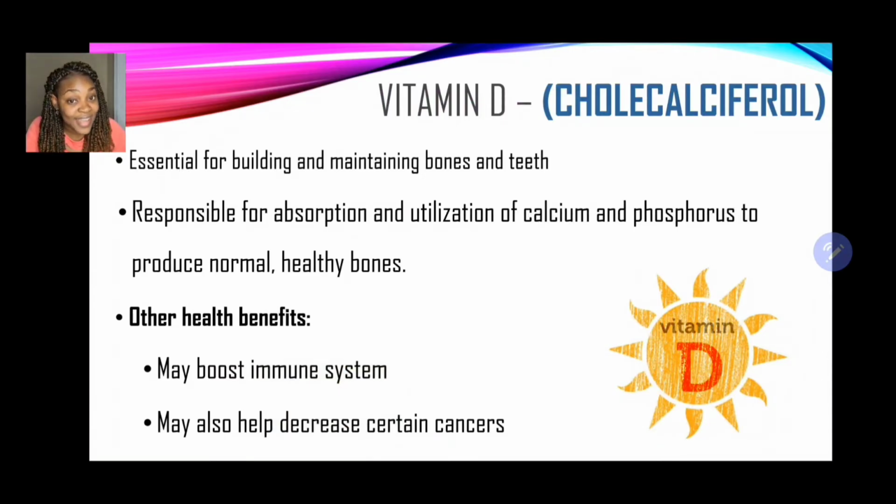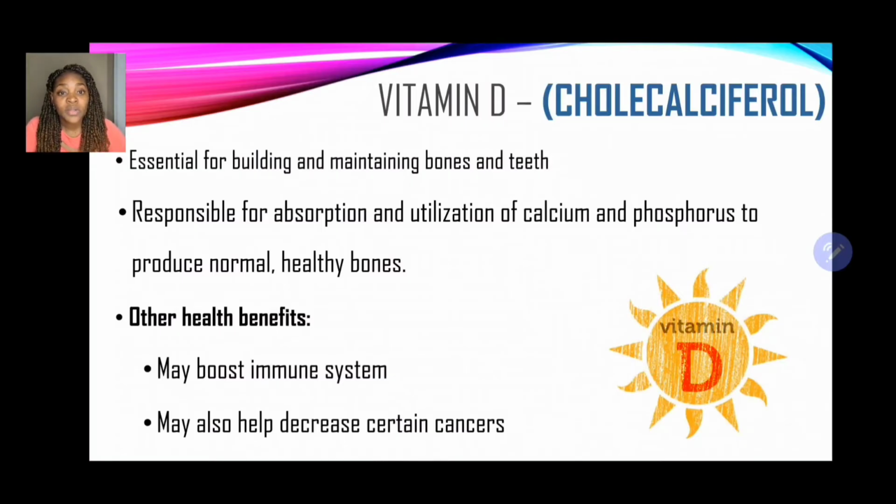All right, now our next vitamin. So we've looked at vitamin A. Remember, we're spelling ADEK. So we have looked at vitamin A. Next up is vitamin D. Now the scientific name for vitamin D is cholecalciferol, right? Now it is essential for building and maintaining bones and teeth. Responsible for absorption and utilization of calcium and phosphorus to produce normal healthy bones. So we have vitamin D, calcium, and phosphorus working together to produce healthy bones.